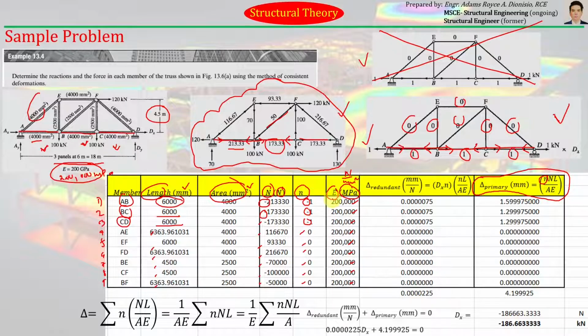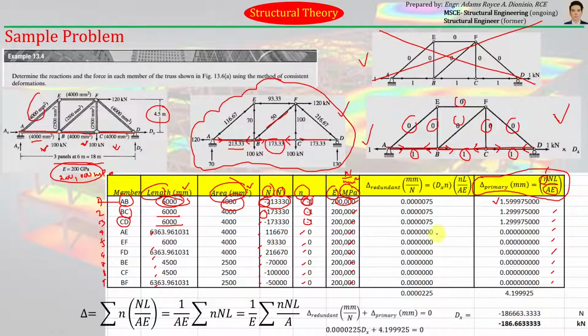So with that, you can easily see that for member AB, you just have to multiply negative 1 by N, and then multiply them by the length, and then divide them by the product of area and modulus of elasticity, and that will be the answer for member AB only. You still have to compute for NNL over AE for the other members. So this will just be a routine procedure.